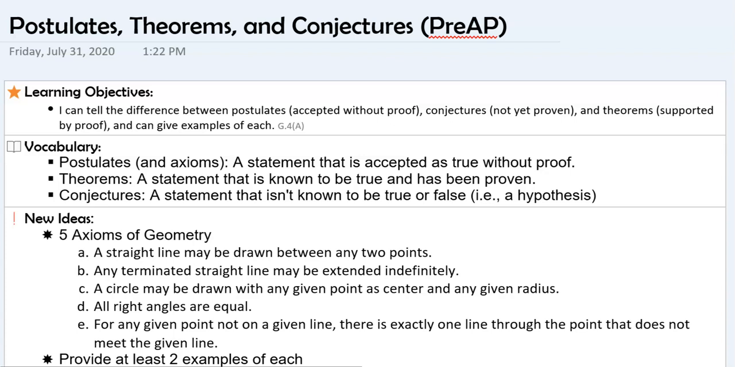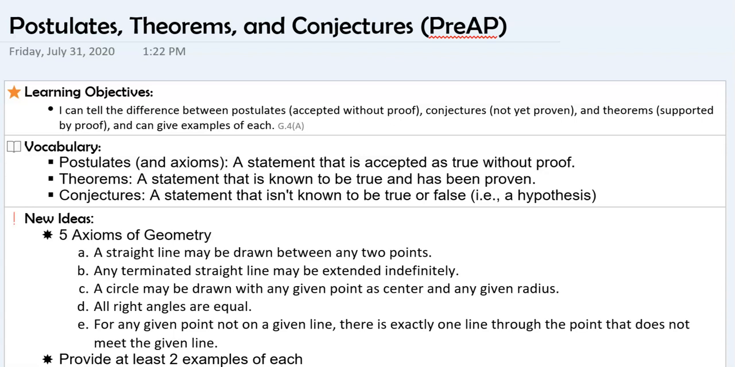Hi everyone. In this video, we are going to define postulates, theorems, and conjectures, and use that information to provide some examples. So we are meeting our learning objective G4A, which will allow us to tell the difference between postulates, conjectures, and theorems, and being able to provide examples of each. So we are actually learning 4 terms.